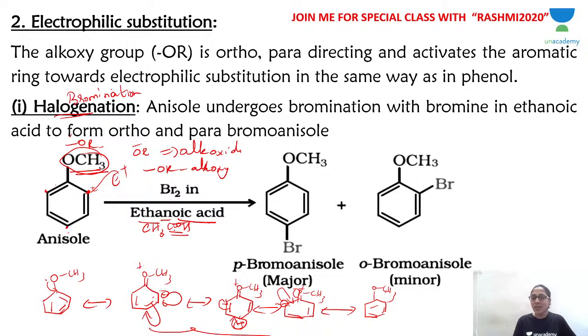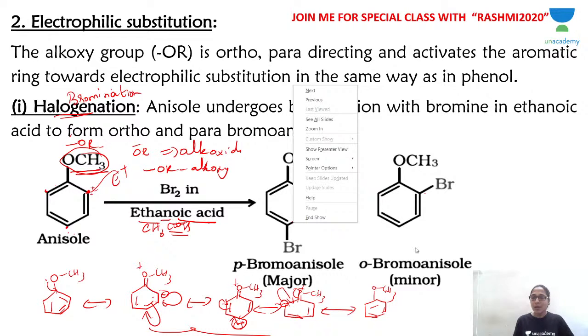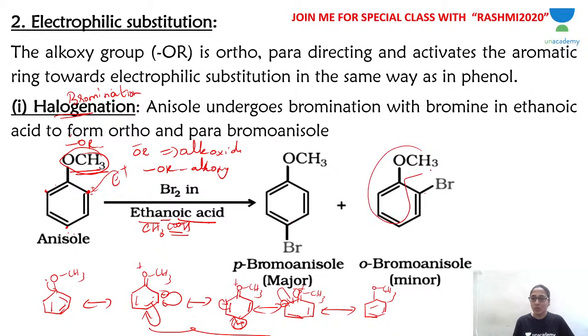So bromine is dissolved in acetic acid, and anisole is treated with it. Anisole undergoes bromination with bromine in ethanoic acid. From bromine, Br plus is directed to the ortho and para positions. So you get a mixture of products: ortho-bromoanisole and para-bromoanisole. See, this molecule is anisole, and with respect to it, this is ortho-bromoanisole and this is para-bromoanisole. So ortho and para-bromoanisole are obtained during bromination of anisole. This is the first electrophilic substitution reaction.